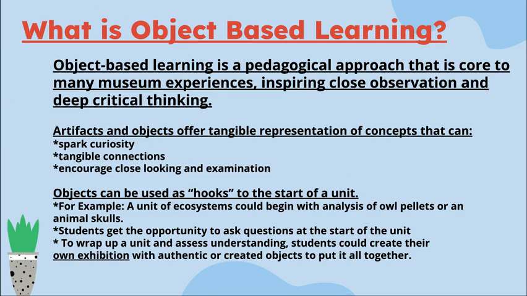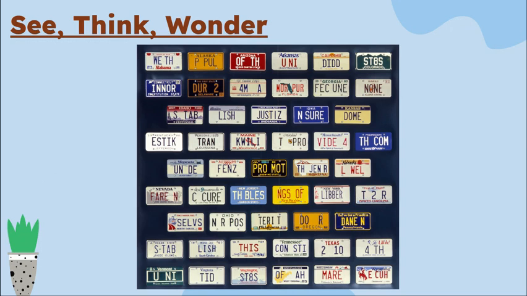Object-based learning is a pedagogical approach that is core to many museum experiences. It allows students to get up close and personal to objects and artifacts and really promote deep critical thinking about an object. It's also called slow looking in museum environments. It encourages students to closely look at an object more than they usually do when they're just walking through a museum exhibit. I thought that we might go through and do the See, Think, Wonder activity.